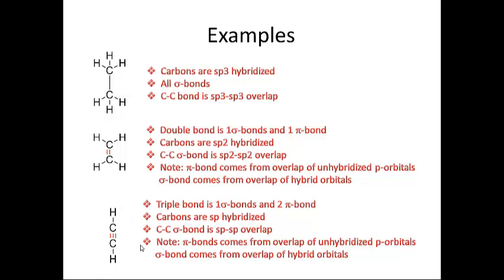Now let's look at this example. This is an example of a carbon that's sp hybridized. Notice there's a triple bond. That triple bond is made up of one sigma bond and then two pi bonds. The carbons in the triple bond are sp hybridized, and that one sigma bond comes about because of sp-sp overlap. So the sp hybrid on this carbon overlaps with the sp hybrid on this carbon. And then the two pi bonds come about because of overlap of the two unhybridized p orbitals that exist for an sp hybridized carbon.